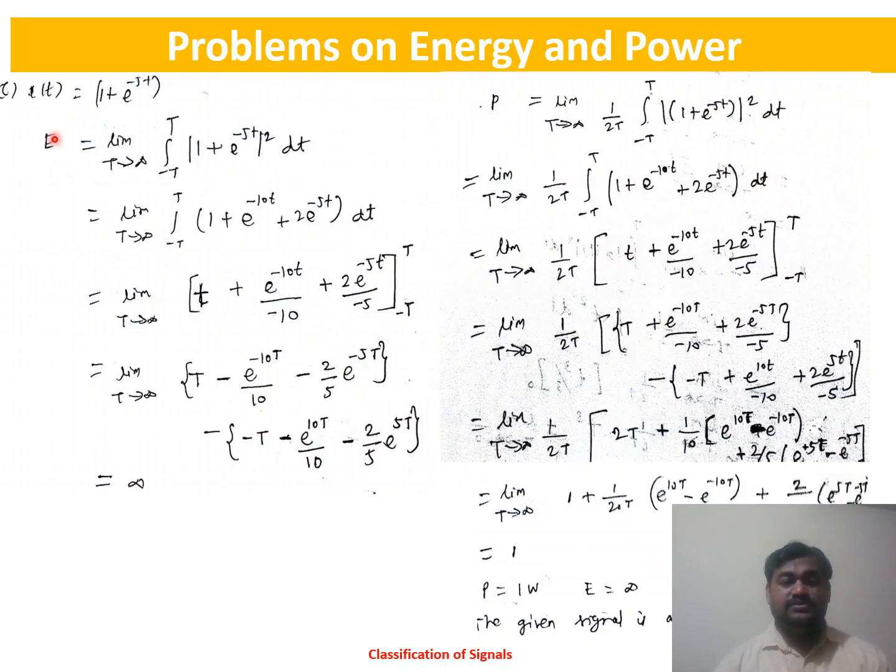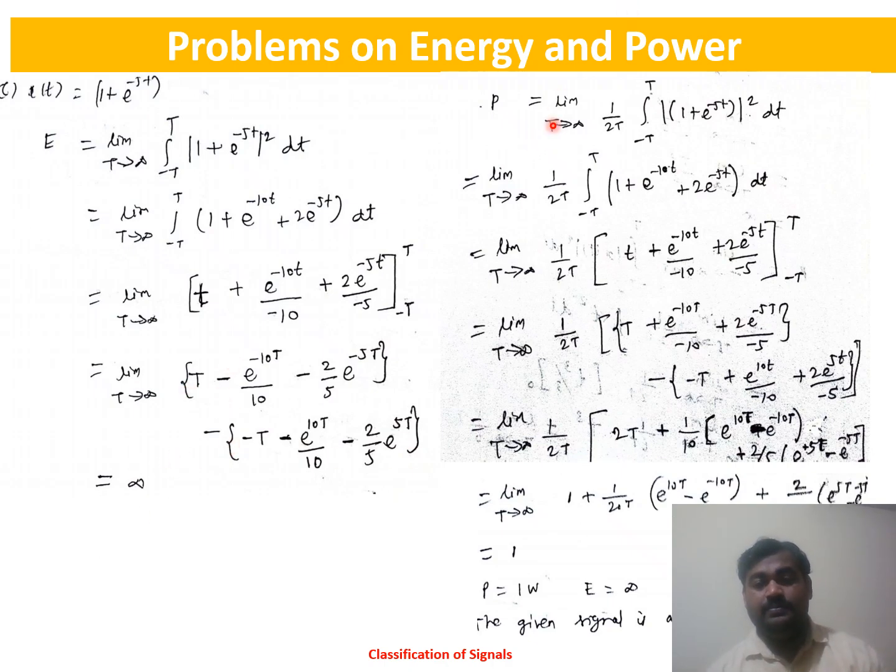One more problem. x(t) equal to 1 plus e^(-5t). Substitute here. This will become (a plus b) whole square, a square plus b square plus 2ab. Integrate this equation, substituting the upper limit capital T and lower limit minus T. We substitute T equal to infinity because we are having 2T. If you substitute infinity plus anything, it is infinity.